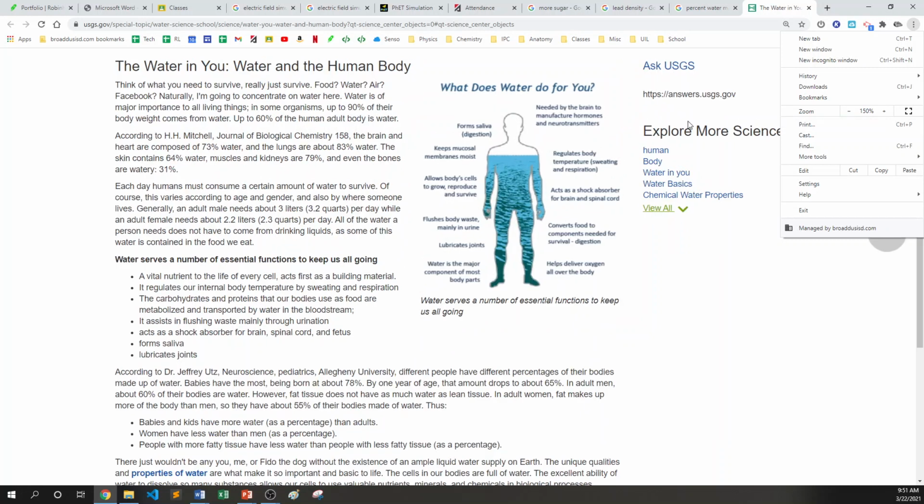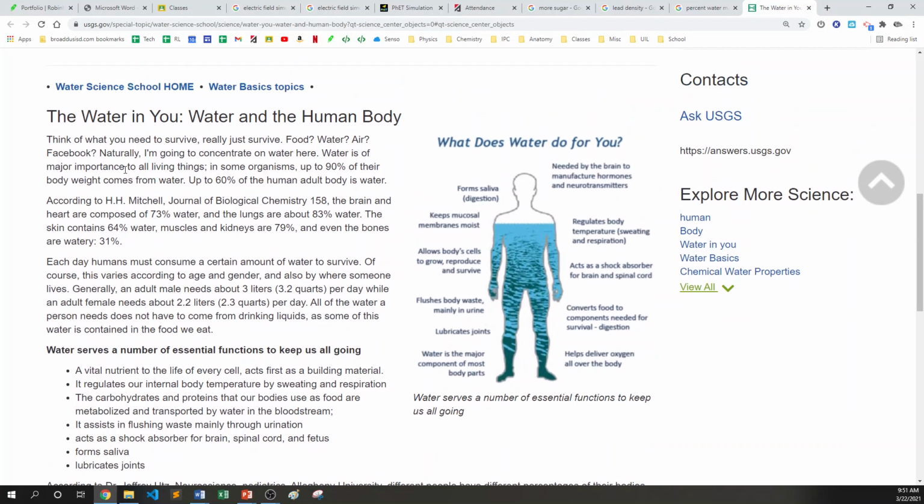So if you look up random things, you'll see 90% of their body weight comes from water. That's for most organisms. For humans, it's up to 60%. All your cells are made up of water. Your fat cells, your muscle cells, even your bones have water in them. Your bones are alive. They're made of cells.